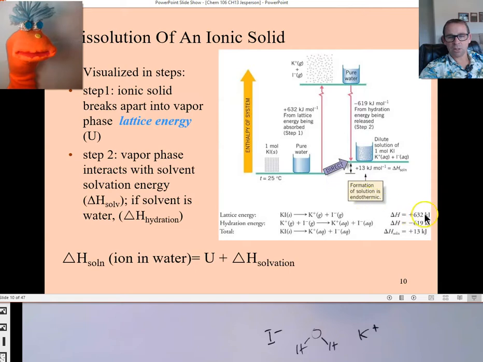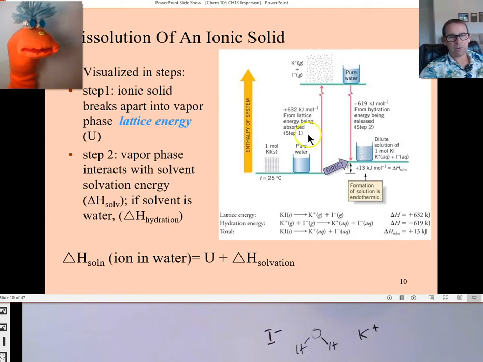That positive 13 here was the positive 632 to, let's see. Oh no, this is looking at the 632 here and the 619 here. So the positive 13 means that this reaction, when those two mix together, actually is endothermic. It absorbs heat energy, and you'll feel the solution become cool to the touch.